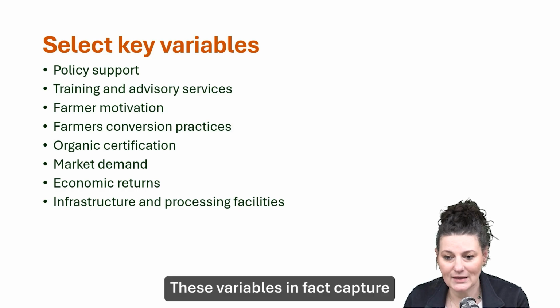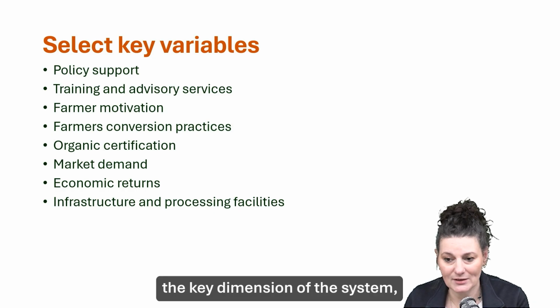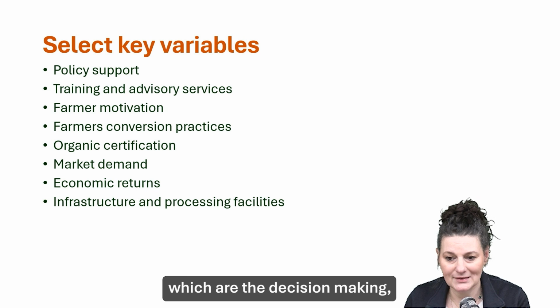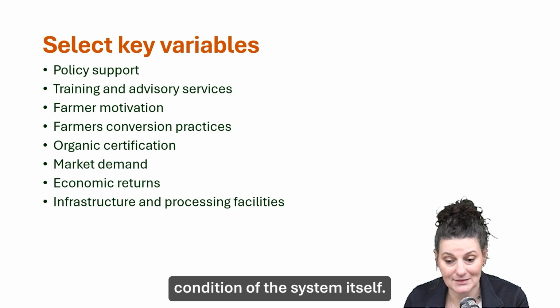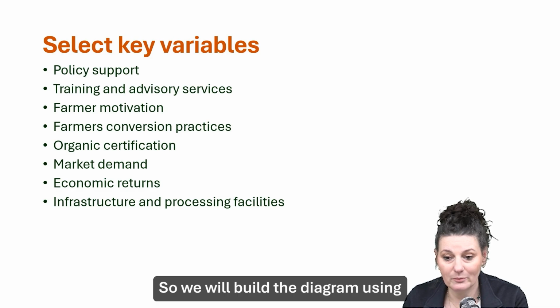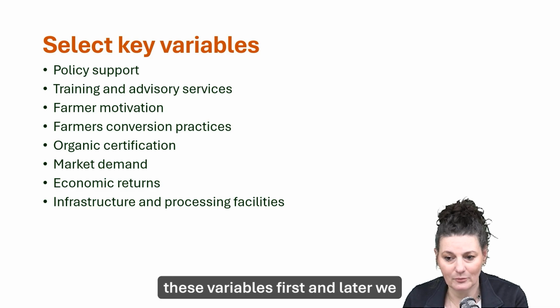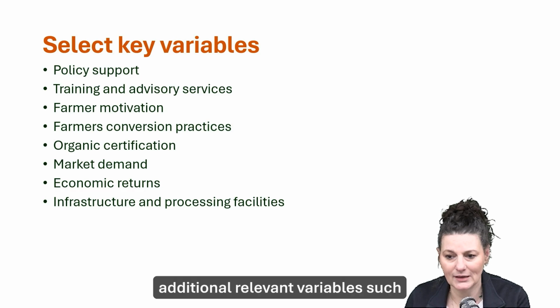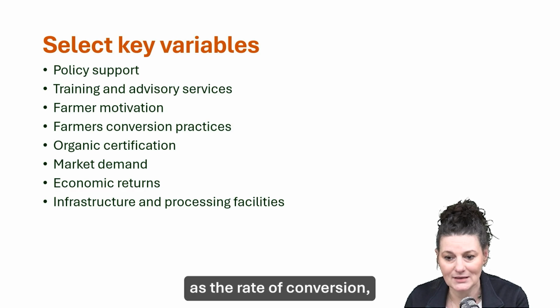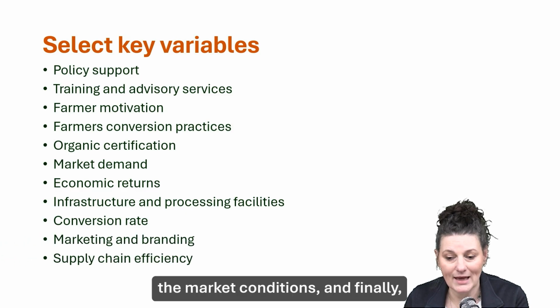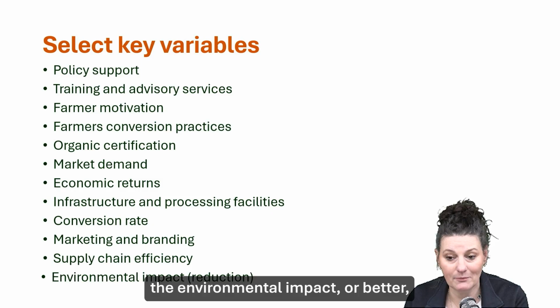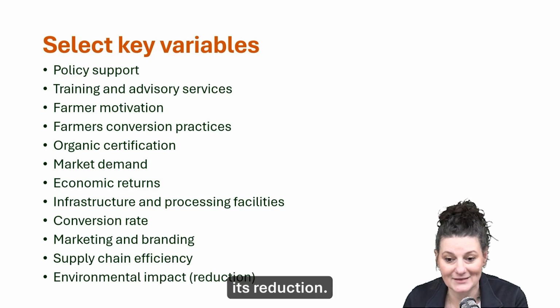These variables, in fact, capture the key dimensions of the system, which are the decision-making, the market dynamics, and the structural condition of the system itself. So we will build the diagram using these variables first, and later we can expand the system, including additional relevant variables such as the rate of conversion, the efficiency of the supply chain, the market conditions, and finally the environmental impact, or better, its reduction.